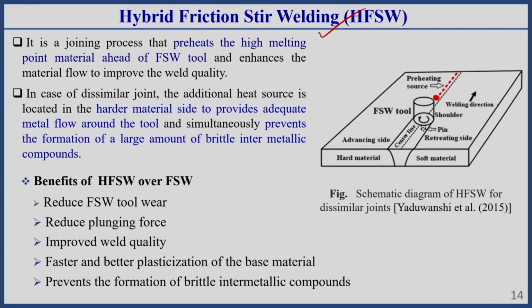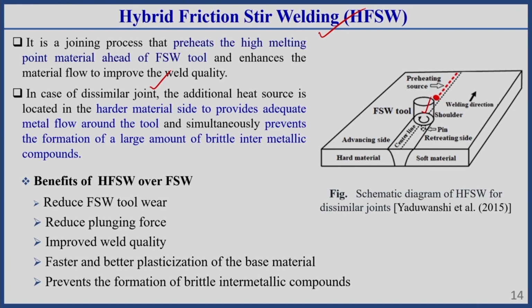Depending upon the assisting mechanism, it has different names. In the case of dissimilar joints, the additional heat source should generally be located on the harder material side to provide adequate material flow around the tool. If we use this additional heat source and soften the material beforehand, then we can minimize the tool plunging force as well as tool pin wear, which is a very critical phenomenon nowadays for high melting point alloys.